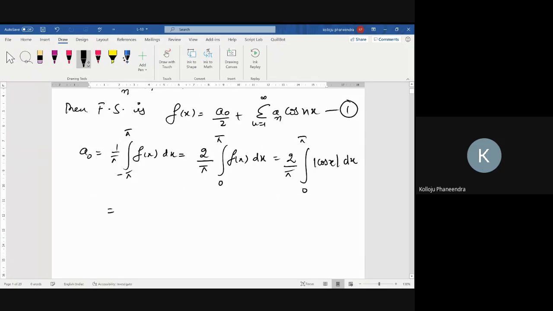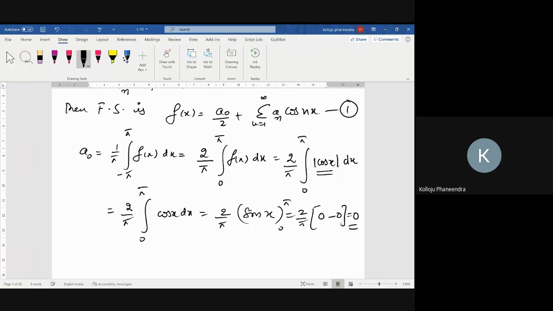One can think, since it is modulus, one can write immediately cos x dx. And what is this? It is 2 by pi integral sine x between 0 to pi. So 2 by pi, sine pi is 0, sine 0 is 0. So entirely 0. A naught value is 0. Similarly, if you take this mod cosine x as cos x, an will also be 0. So there is a wrong procedure here.